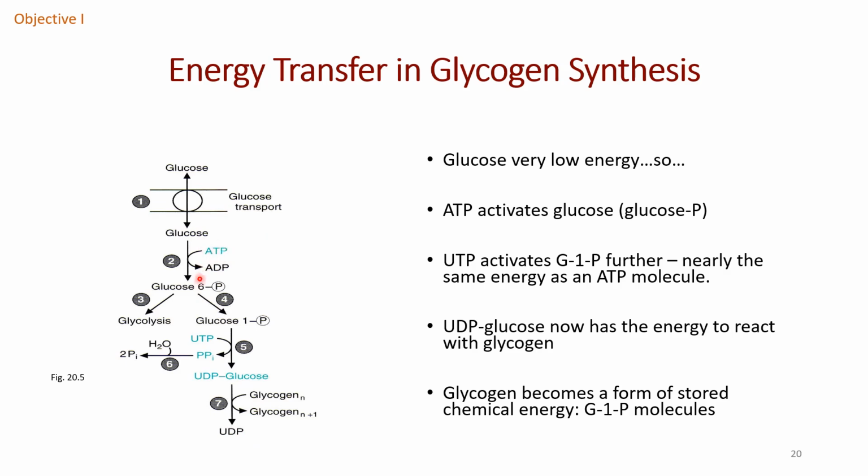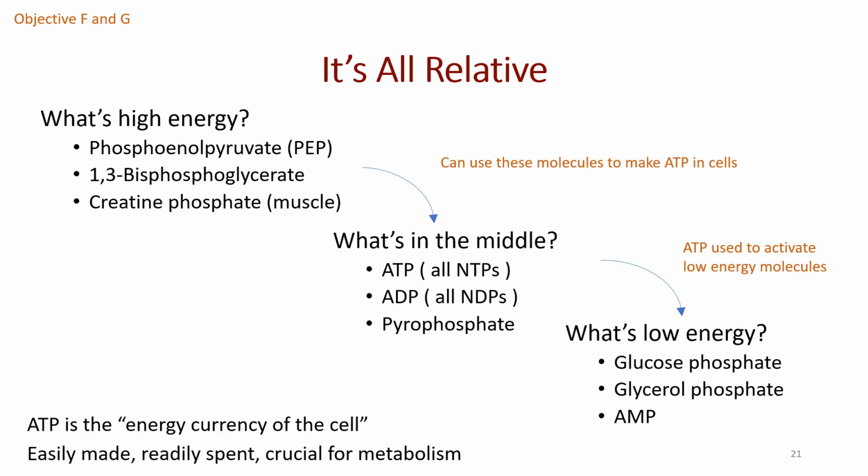You give that energy to the glucose, and then you take the energy of a UTP and give that to the glucose phosphate, you create the very high energy UDP glucose, and that allows this reaction to take place. So it ends up being all relative. That's what matters in the cell. There are some molecules that have a lot of free energy that they can use, and some molecules that have lower free energy. And that's okay. It's just important to remember what's high and what's low.